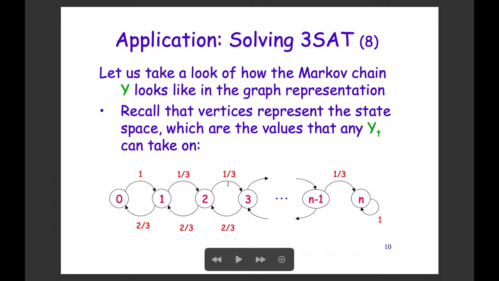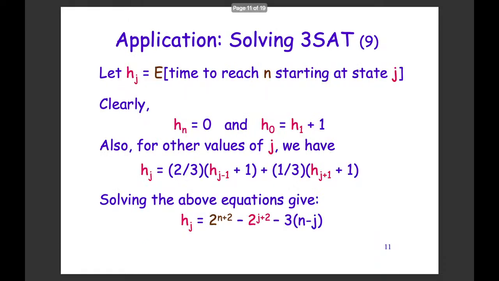Okay, so if we proceed as before, then we are going to solve a formula like this. We define the hitting time if we start at state j as before, and then we have h_n equal to 0, h_0 equal to h_1 plus 1. And here, this is the change. h_j is equal to what? There is a 2/3 chance of going backward. So with 2/3 chance, you will need one step to go backward, and then an extra h_{j-1} steps to go to the final state.